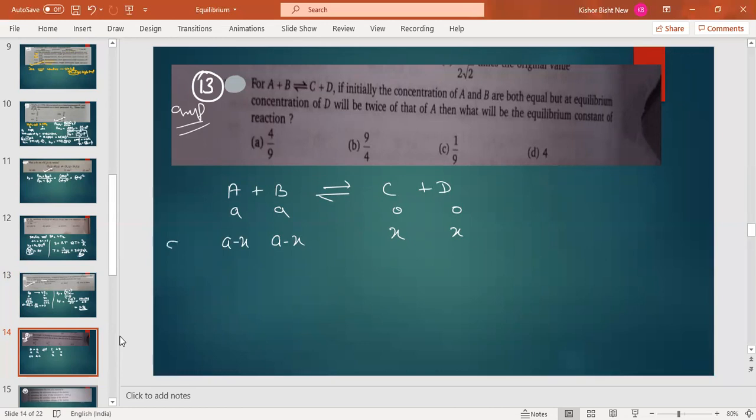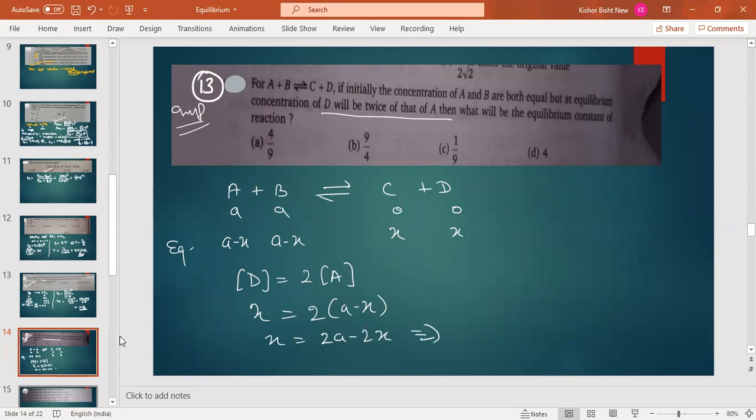Now the question is that it is an equilibrium condition. D will be twice of A. That is, the concentration of D is equal to twice the concentration of A. So D is equal to X, and 2 into A is A minus X. So X is equal to 2A minus 2X. Here 3X is equal to 2A. So X is equal to 2 by 3 A. This is the value of X.